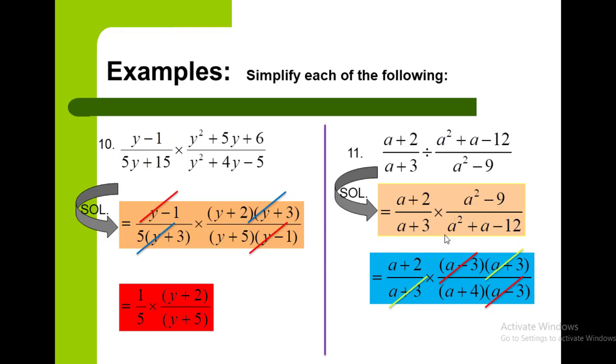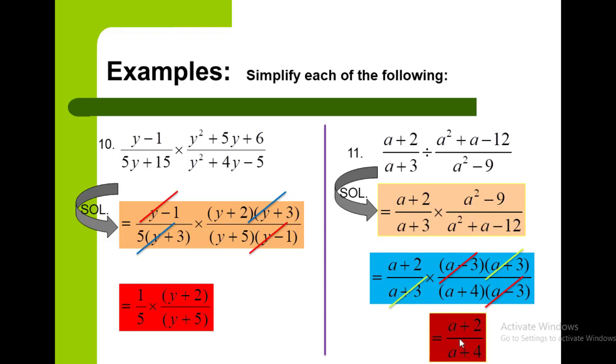We'll factorize the first term only, a and a, and factorize the 12 into 1 times 12, or 2 times 6, or 3 times 4. But we'll choose the two factors whose difference equals positive 1. So we'll choose 4 and 3. 4 is positive and 3 is negative, because 4 minus 3 equals positive 1 as the middle term.